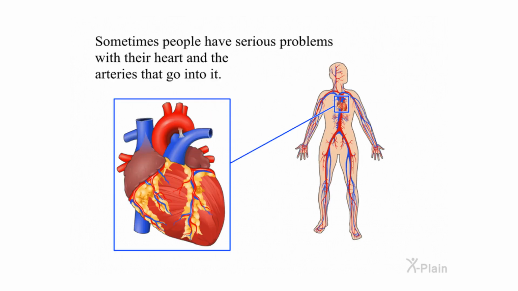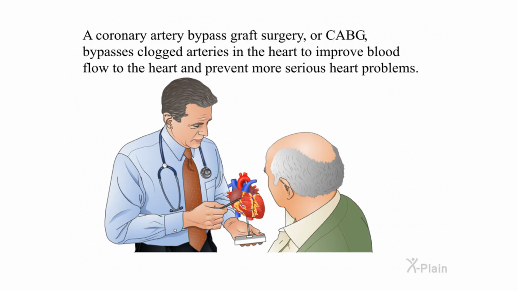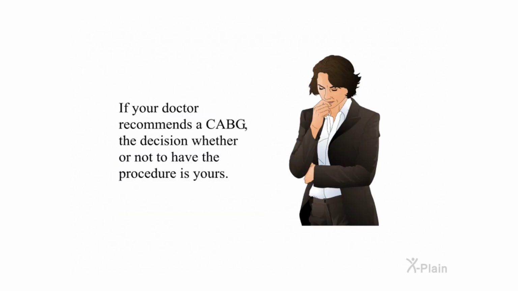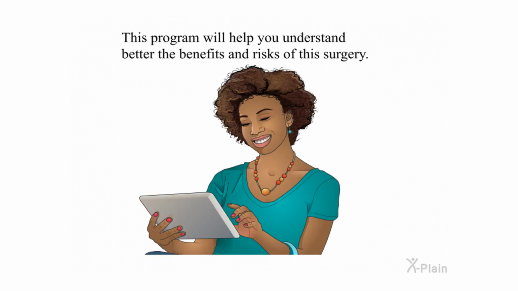Coronary artery bypass graft. Introduction. Sometimes people have serious problems with their heart and the arteries that go into it. A coronary artery bypass graft surgery, or CABG, bypasses clogged arteries in the heart to improve blood flow to the heart and prevent more serious heart problems. If your doctor recommends a CABG, the decision whether or not to have the procedure is yours. This program will help you understand better the benefits and risks of this surgery.